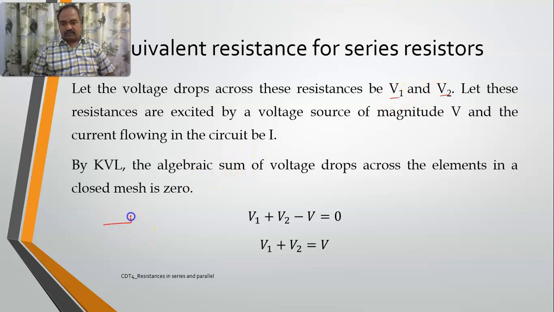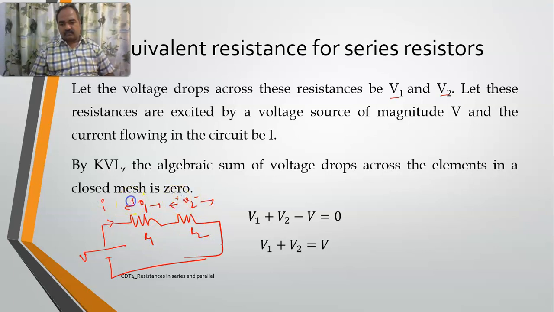Now I will draw it. See, right? This is V, this is I, the current flowing, this is R1, this is R2, and this is V1 and this is V2. So the voltage drops across these are V1 and V2, and the current flowing in them is I.